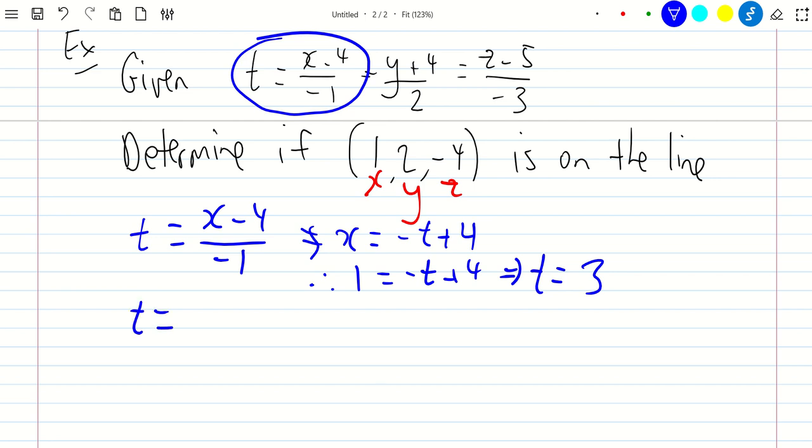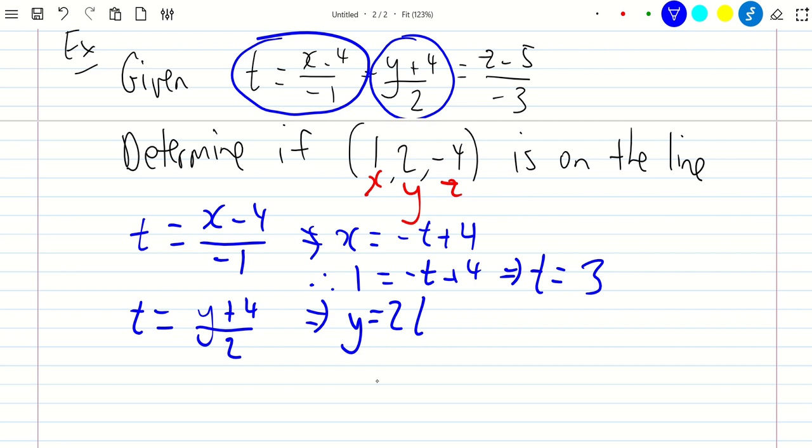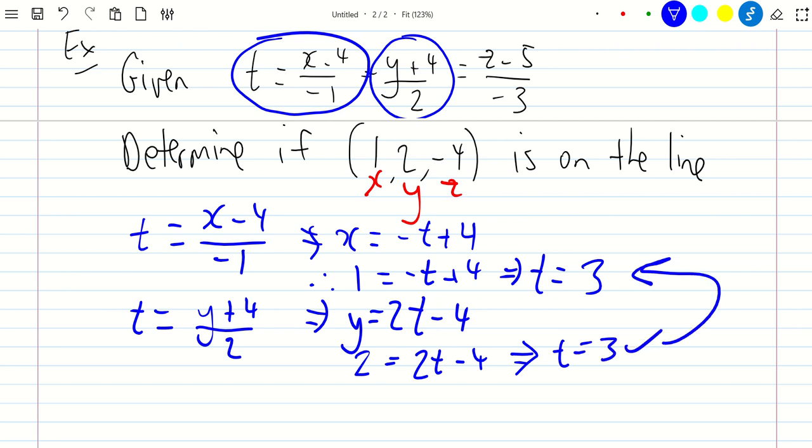So let's have a look at the y section now. So t is equal to y plus 4 over 2. And again, if I rearrange, I get y equals 2t minus 4. For my y value of 2, I'm going to sub in: 2 is equal to 2t minus 4. If I solve this for t, bringing the 4 over to this side, that becomes 6 divided by 2. I get t is equal to 3. That's good. That marries up with the x value here.